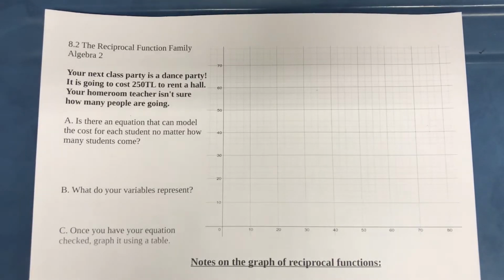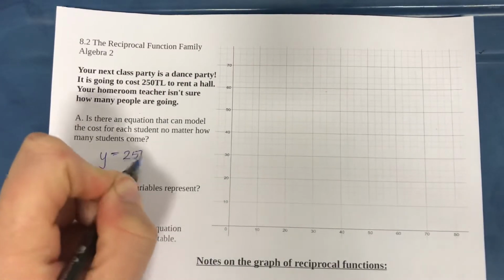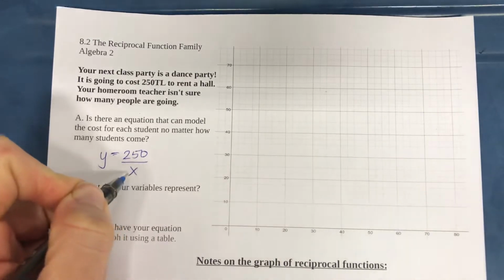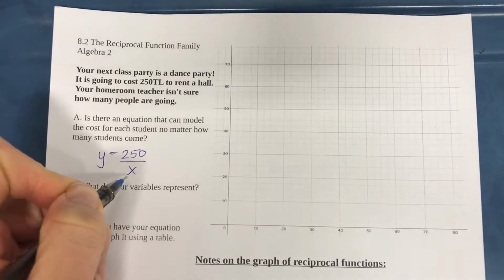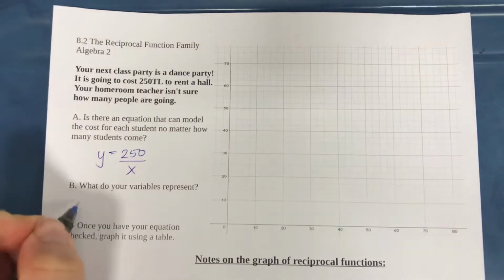So a nice way to do this if you're not sure is just to do some examples. So let's say 10 people come, how much would each pay? Well, mathematically, we would just do 250 divided by 10, and that would give us 25, so each person would pay 25 lira. So that division is what we'll do for our equation. Because we don't know how many students are coming, that's why we did divided by x, and y would be how much each person pays.